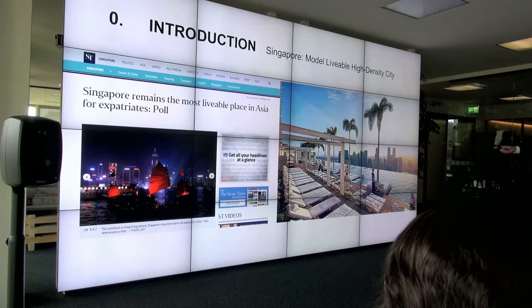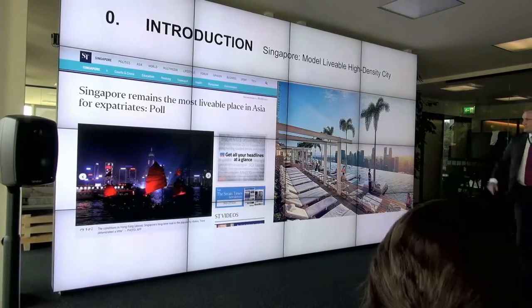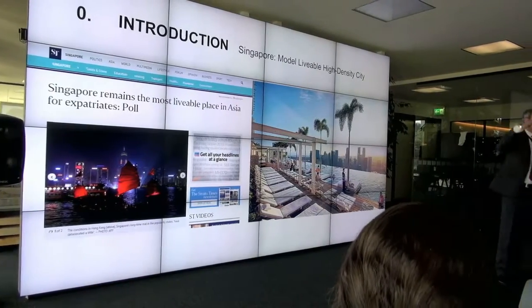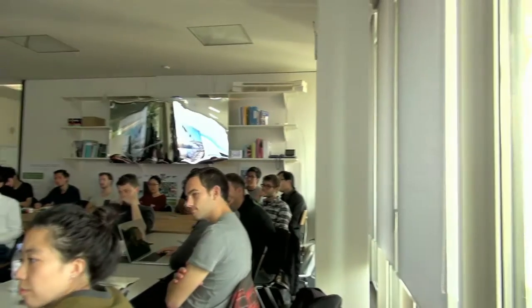That doesn't look like high density. Maybe you have to say what this is. Which one? This one here, the image on the right, because it's on top of high density, not by itself. Yeah, this one is the famous resort hotel in Singapore.